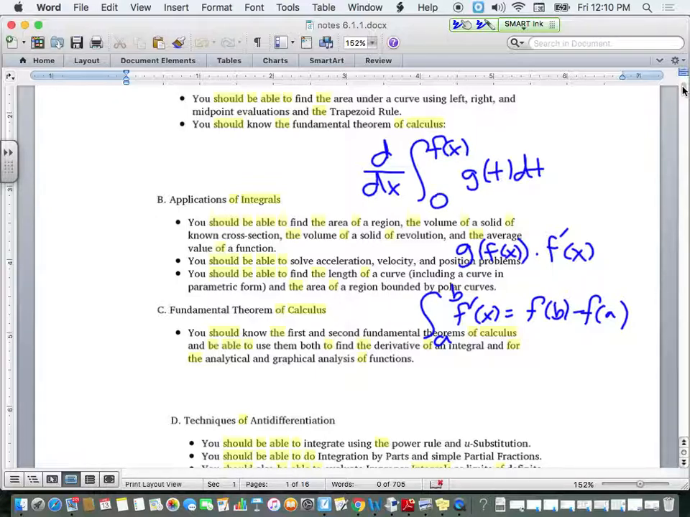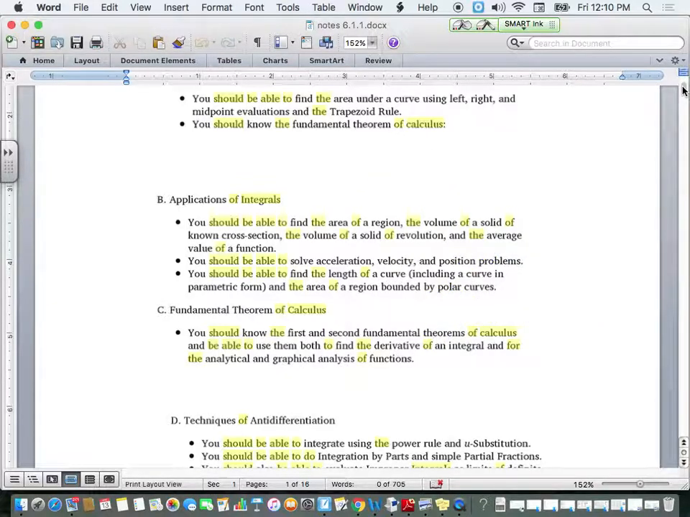The average value of a function: do you know how to find an average? How do you find the average? What's the formula? If it's from 0 to 6, you do 1 over 6, so 1 over b minus a, times the integral from a to b of f of x. We did that yesterday. Well, we're going to keep doing it until we sink it in. All right, what else should we be able to do?